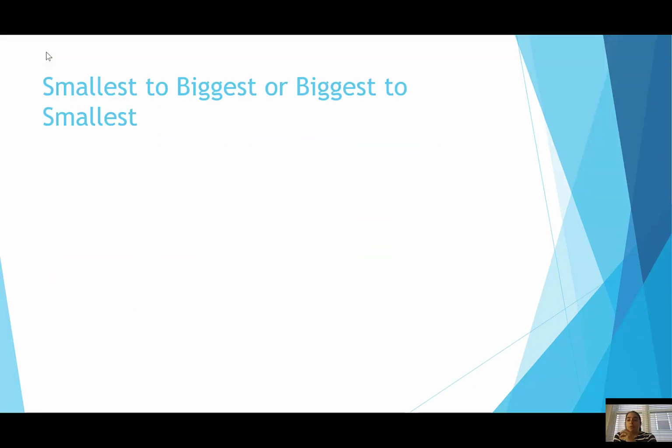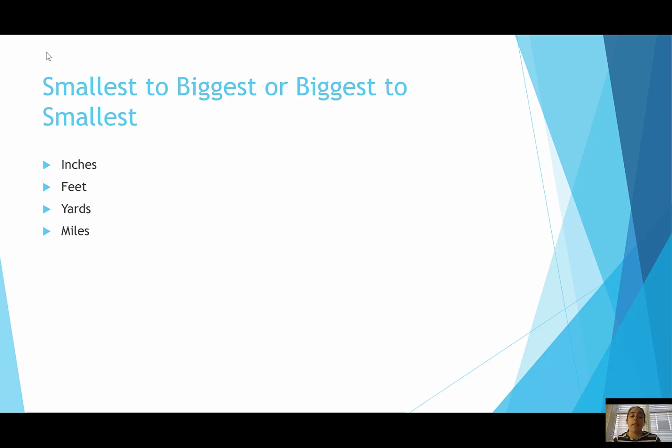All right, so now that you see what inches, feet, yards look like, I'm going to put them in order from smallest to biggest and biggest to smallest. So first, if I'm sorting the units of measure for distance in the customary system from smallest to biggest, it goes inches, feet, yards, miles.